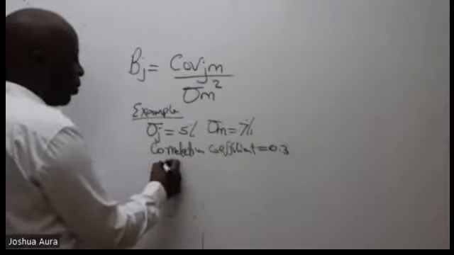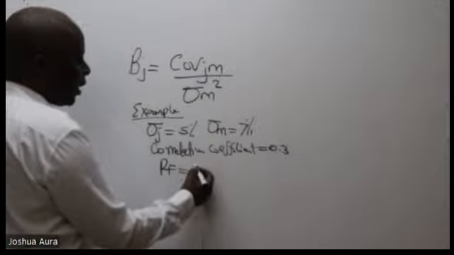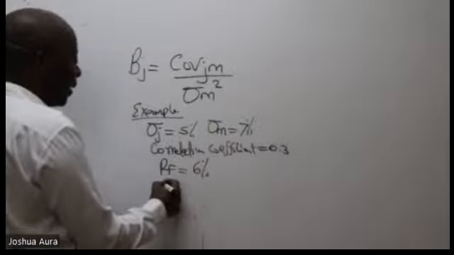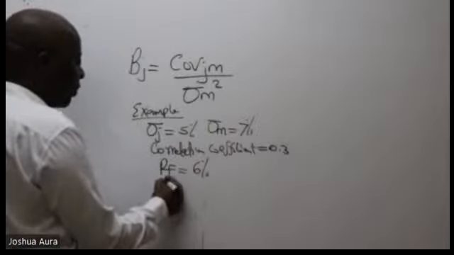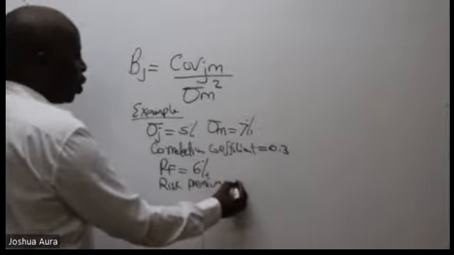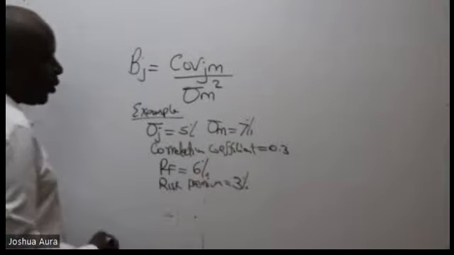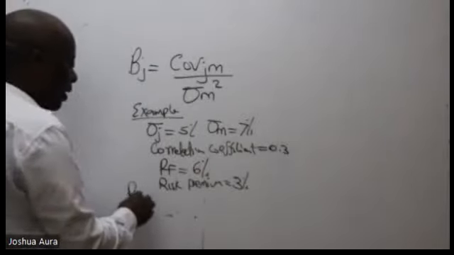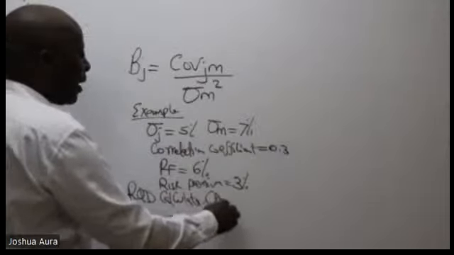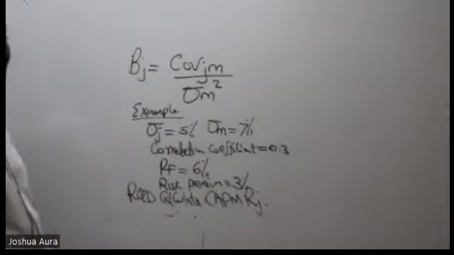And then these guys will come and give us a risk-free rate. For example, they may give us risk-free as 6%. And then we have the risk premium, something small. Risk premium is, for example, 3%. And then we are required to calculate CAPM returns of security J.